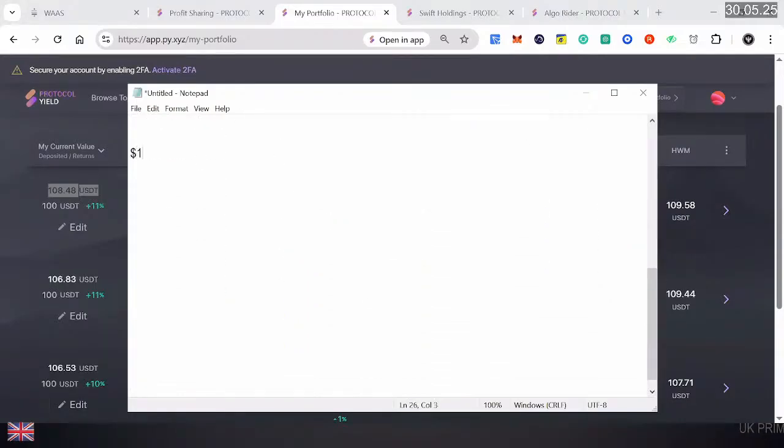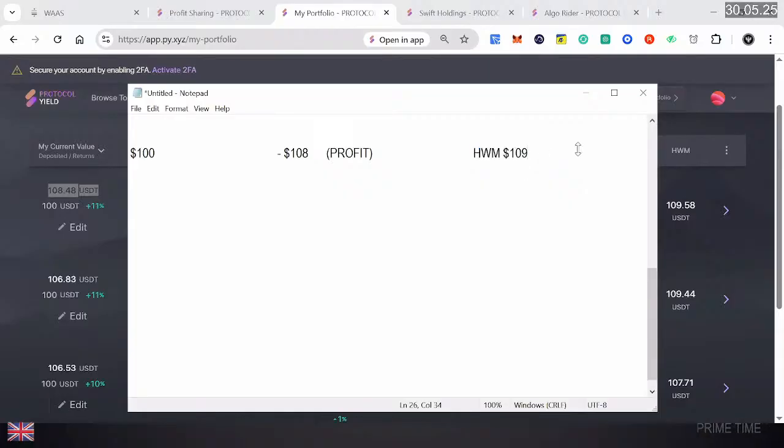So the deposit was $100. Right now, the fund value is $110. So that means this is already in profit, right? But the HWM is $109, right? $109. So unless and until this trader crosses this HWM, he will not claim any success fee from the profit.